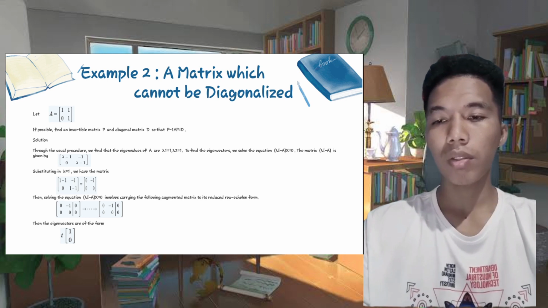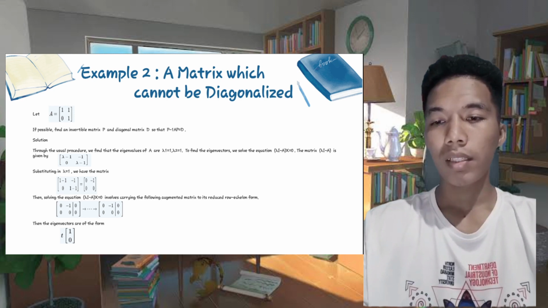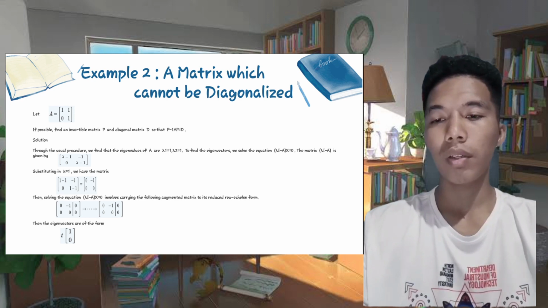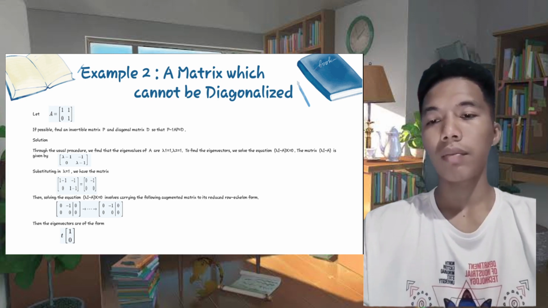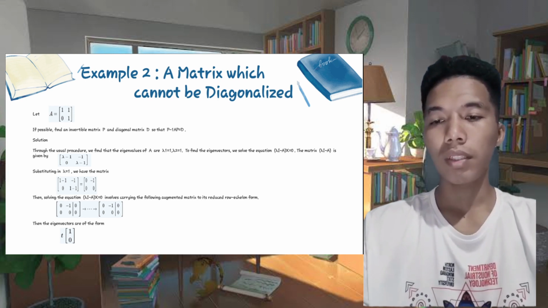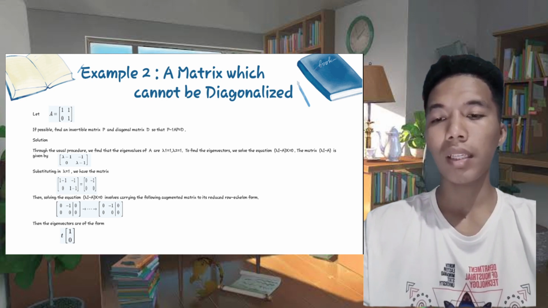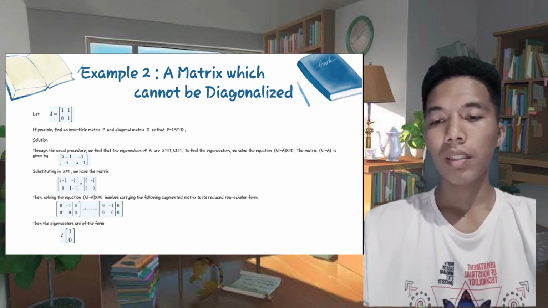The augmented matrix 0, negative 1, 0; 0, 0, 0 is already in reduced row echelon form. Then the eigenvectors are of the form t times 1, 0.